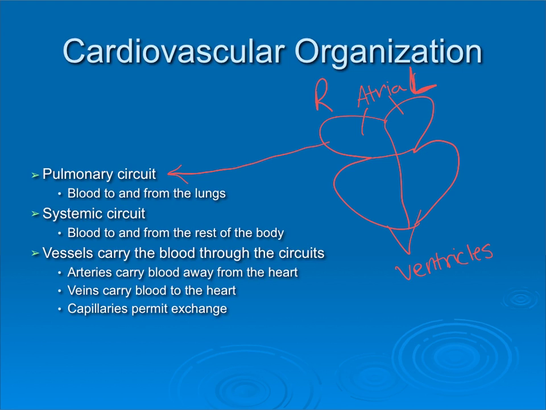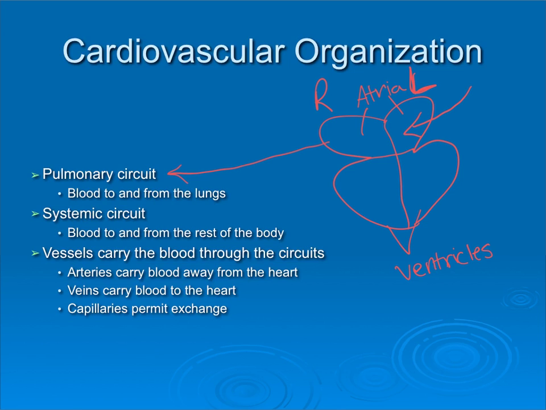Why would blood go to and from the lungs? As it goes to the lungs, we're going to be dropping off CO2, and we're going to be picking up oxygen inside the lungs. So then we're going to bring back our oxygenated blood back to the left side of the heart. And the left side of the heart will then pump blood to the rest of the body, which we refer to as the systemic circuit.